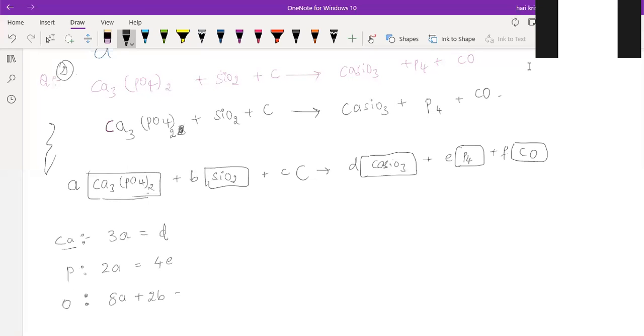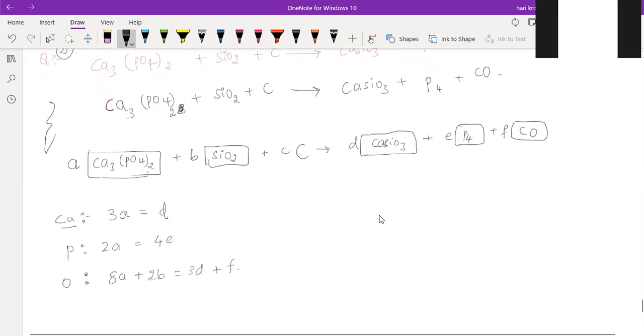So 2B is equal to, how many oxygens are there in the D? 3D. Plus, how many oxygens are there in the F? Plus 1F. Is it clear for everyone, the oxygen expression? Yes, sir.